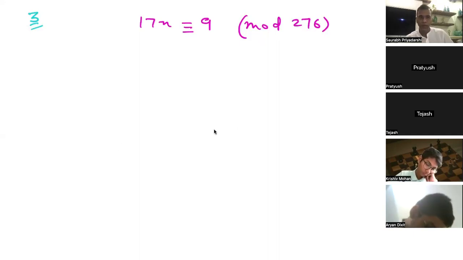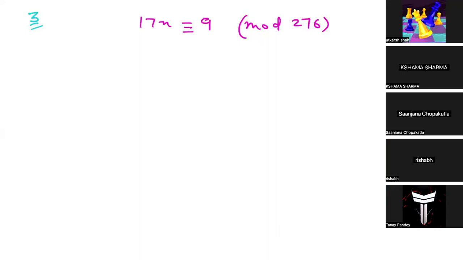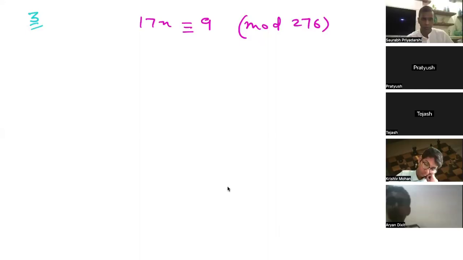Very good, Sivang. Very good. You are very good at numbers, Sivang. Good. Very good, Sanjana. Very good. Good. Go ahead. Very good.